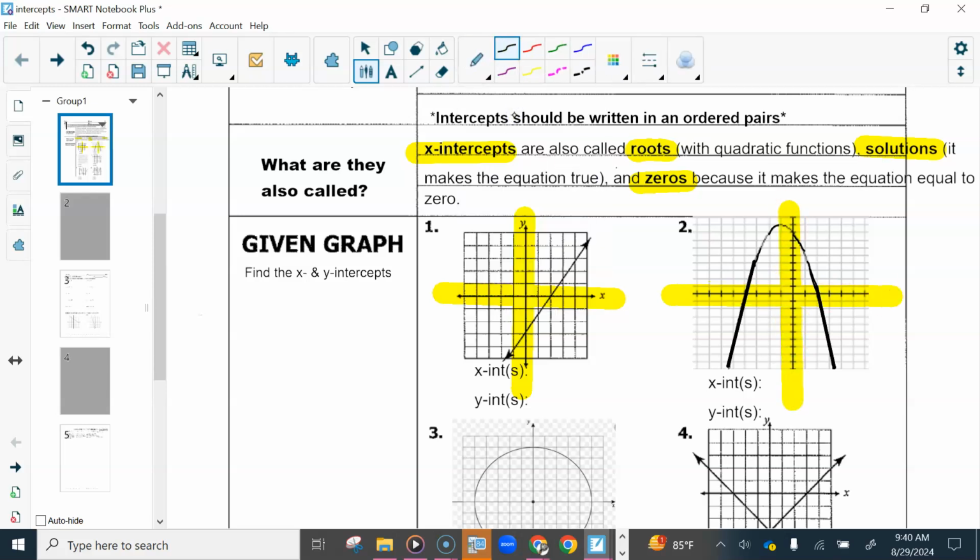So on number one, where does this line, the diagonal line, cross the x axis? At 2. So we will write that as (2, 0). Where does it cross the y-axis? Negative 3. So we will write that (0, -3).